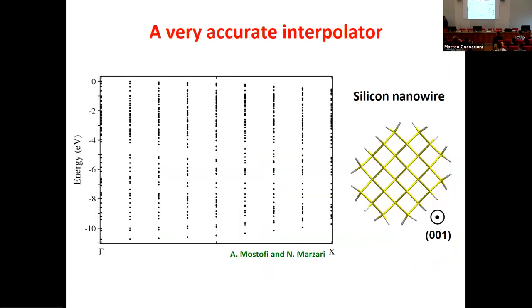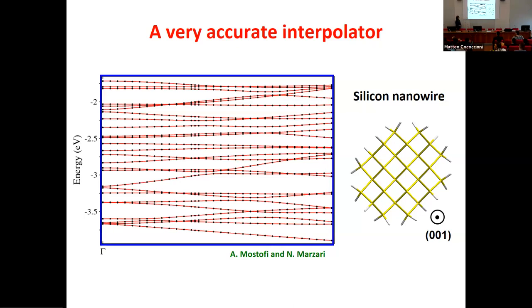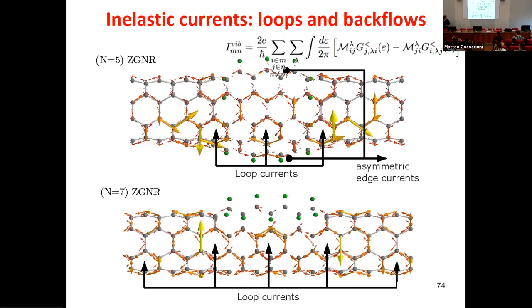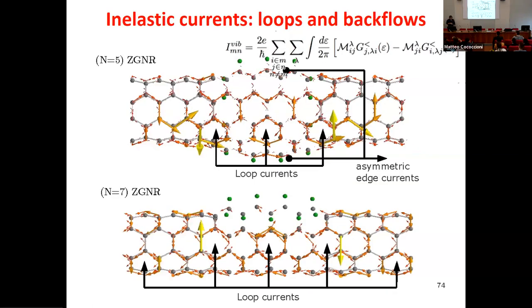And this is another case from Arash Mostofi in nanowires, in which you see this is what you get from your, again, Quantum ESPRESSO, PWscf, density functional theory code. And you see these are your band dispersions. But actually, you can interpolate that very accurately with Wannier functions. And if you enlarge, you see how it captures all the crossing and the kissing of the bands. Okay, I'll skip this, also the extension to, say, inelastic transport, and I'll finish here.